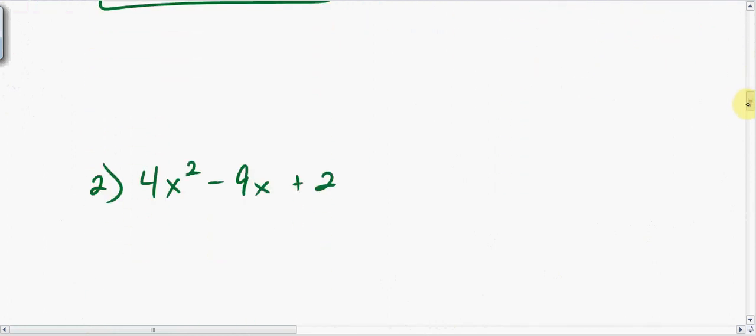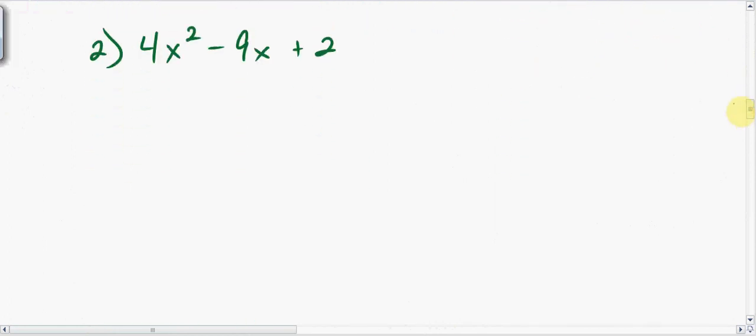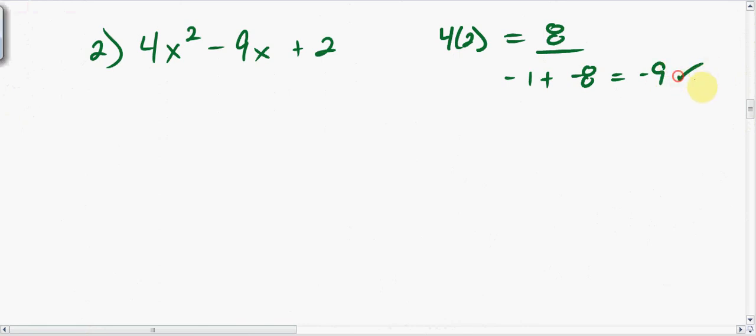Let's try one more for this part, and then we'll be done. So we've got 4x squared minus 9x plus 2. So find the factors of 4 times 2, which is 8, that add up to negative 9. We know both factors are negative, so let's start with 1 and 8. Negative 1 plus negative 8, well, that's negative 9. So we've got our factors on the first go, because negative 9 matched negative 9.